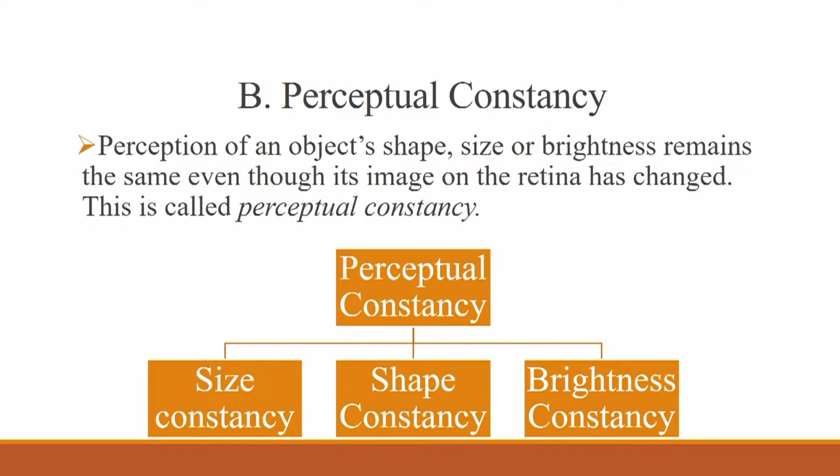When we talk of perceptual constancy, it is basically a phenomenon where the perception of an object's shape, size or brightness remains unchanged, even though its image on the retina has changed, and we perceive it to be the same. There are three types of constancy. First is size constancy, second is shape constancy, and the third one is brightness constancy.